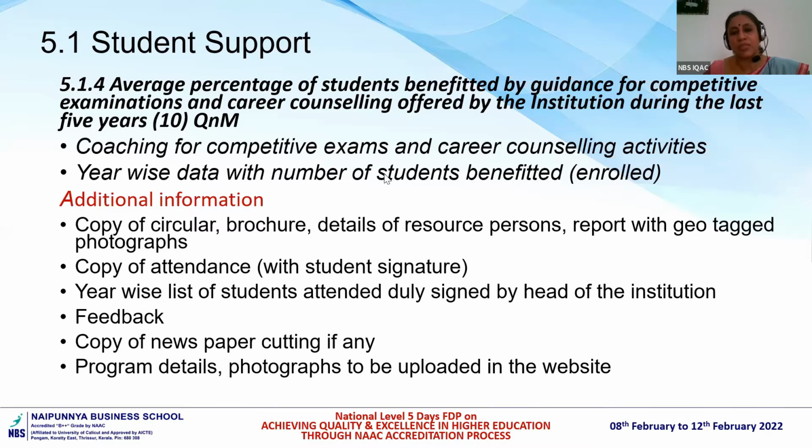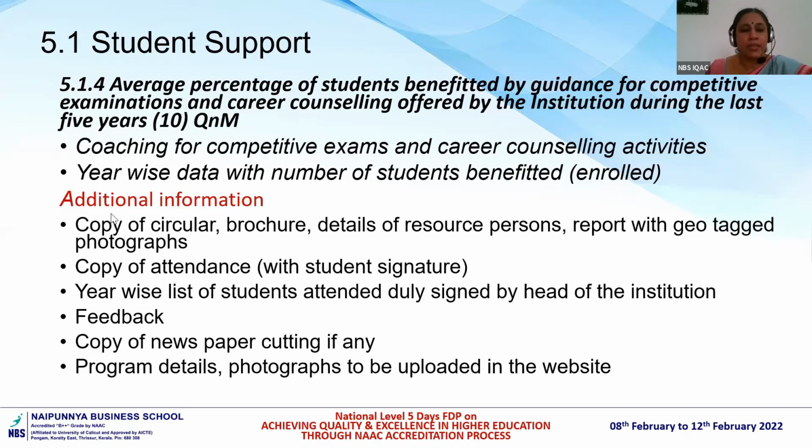You can maintain the year-wise data with the number of students benefited. Here, NAAC is saying number of students benefited means number of students enrolled. It is not how many have qualified. NAAC is not looking for how many have qualified, but how many students have enrolled. Career counseling activities can be career talks, industry talks, that is people from industry coming and talking. Then career trainings we are giving, like GD training or personal interview training, or aptitude test training for careers. All those things can be included here. So make sure the maximum number of students enroll into these programs, so you can say that these many students have enrolled.